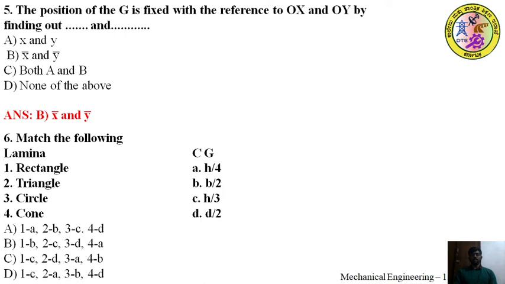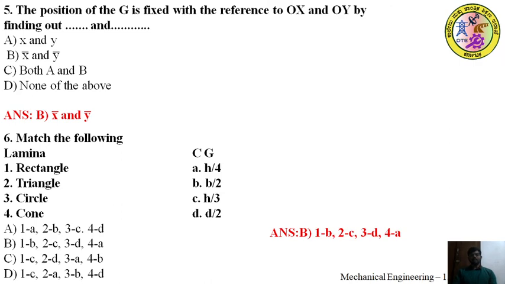The sixth question is, match the following. On the left side you can see the lamina, on the right side the center of gravity formula. First lamina is rectangle, second triangle, third circle, and fourth one is cone. The options are A, B, C, D. You can see the answer. The answer is option B.